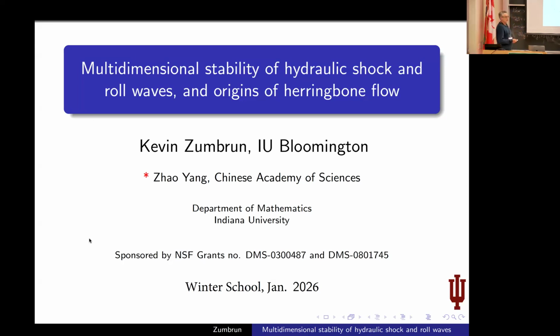Well, there was no multi-D theory. So we were just looking to see what we could find, what the differences were. But I did have one motivation from the beginning, which was to understand what's called herringbone flow, which is doubly periodic flow. It can't exist in 1D. So that would be something new to see.